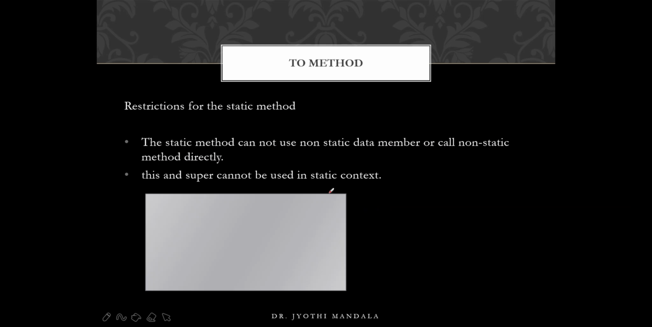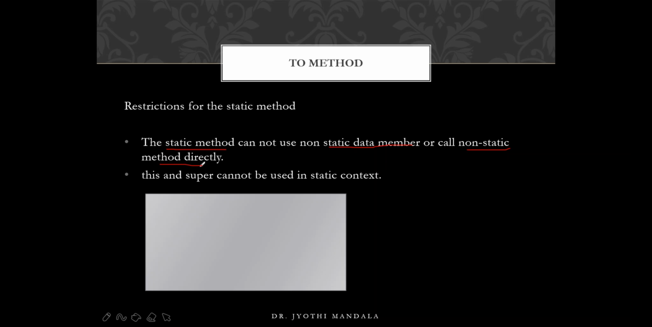Okay, I'll show you some restrictions while you are using a static keyword. The first restriction is that a static method cannot use non-static data members, and it should not call any non-static method. We already learned one method can call another method, but whenever you are calling another method from a static method, that method should also be a static method only. You need to understand that one.